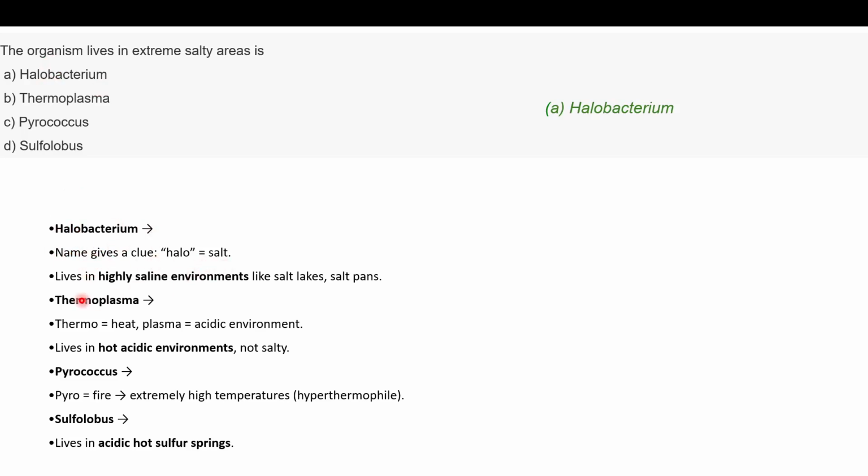Halo refers to salt. It lives in highly saline environments like salt lakes, salt pans. Then there's thermoplasma. Thermo means heat. Plasma, acidic environment, lives in hot acidic environments. Then there's pyrococcus. Pyro refers to fire, like extremely high temperatures. It is a hyperthermophile. And then we have sulfolobus, which lives in acidic hot sulfur springs.